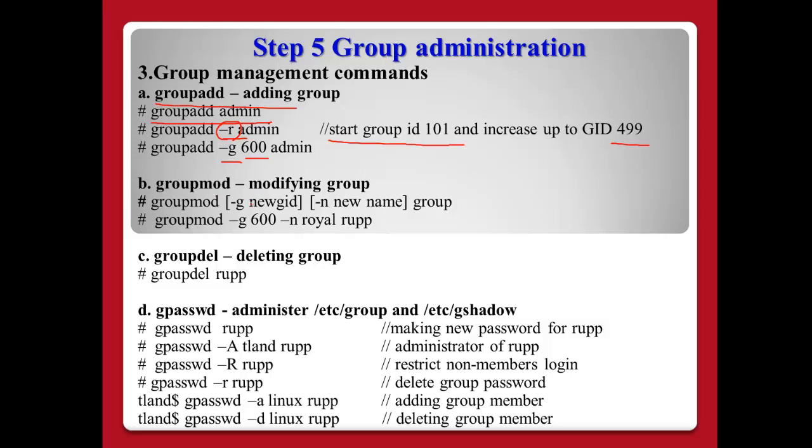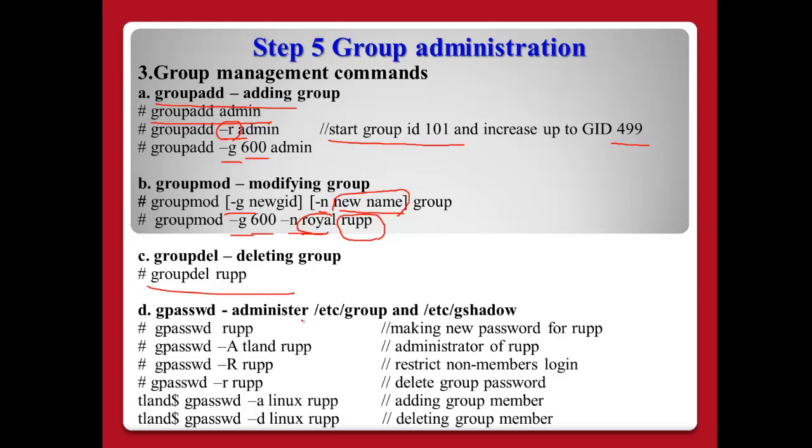B, groupmod, we can use for modifying the group. -g new GID, and -n. In this case, we can change the name of the group here. This one will be the new name. For example, -g 600 new GID, and in this case royal. So the old one, this one, but this one is the new name of this group. C, groupdel. If we want to delete, just use groupdel like this.